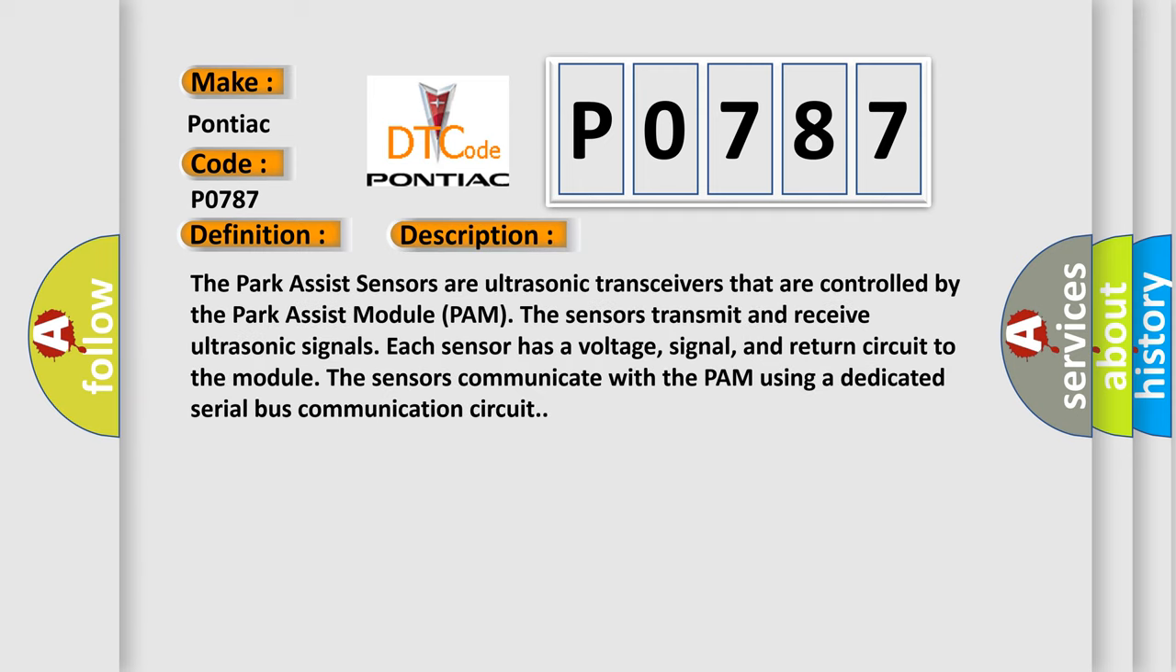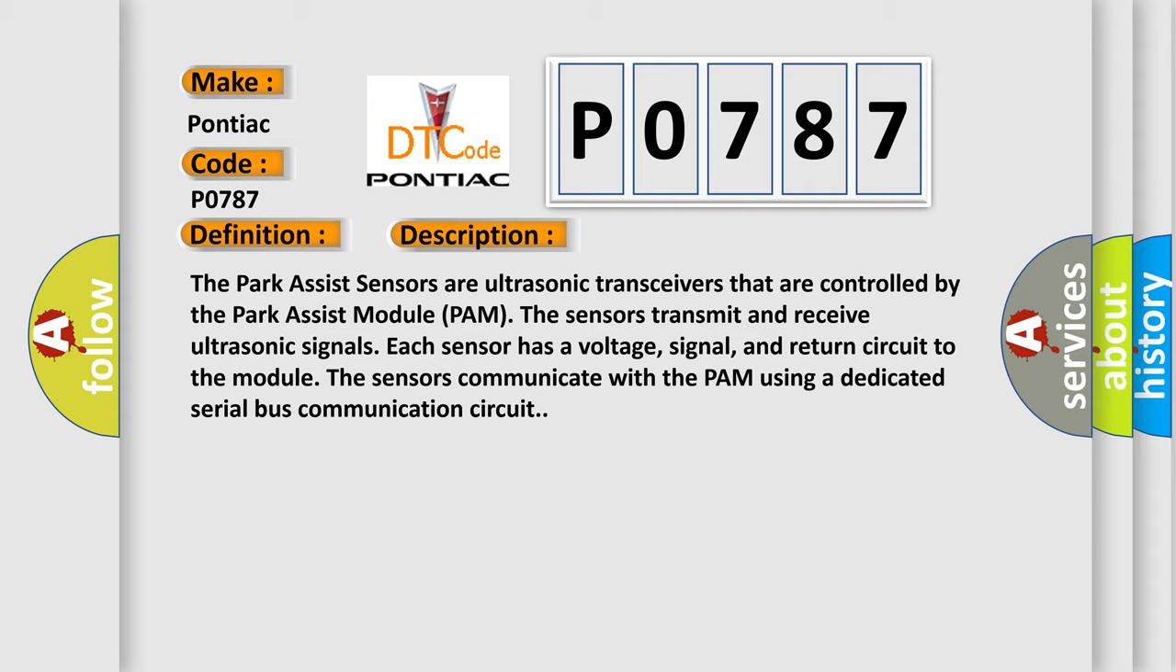The park assist sensors are ultrasonic transceivers that are controlled by the park assist module, PAM. The sensors transmit and receive ultrasonic signals. Each sensor has a voltage, signal, and return circuit to the module. The sensors communicate with the PAM using a dedicated serial bus communication circuit.